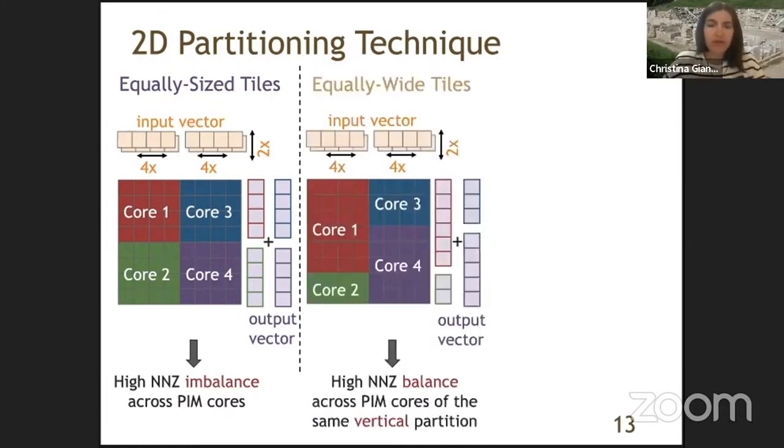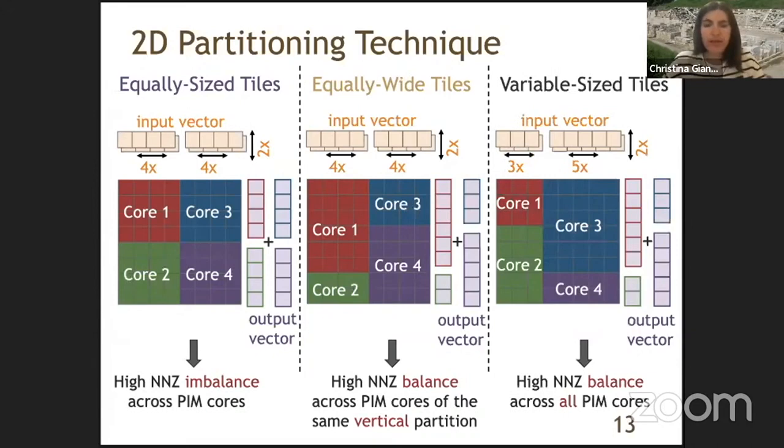Second, in the equally wide scheme, the 2D tiles have the same width and variable height. For each vertical partition on the matrix, we load balance the non-zero elements across the tiles of the same vertical partition. In this scheme, the subset of the elements for the input vector has the same size across PIM cores, while the subset of the elements for the output vector varies across PIM cores. And in this scheme, we can provide high non-zero element balance across the PIM cores of the same vertical partition.